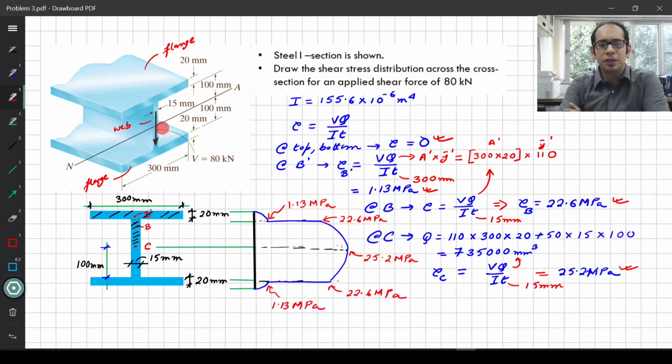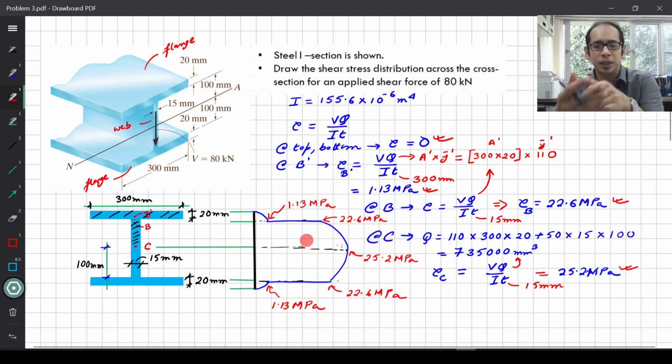So these are the different ordinates of your shear stress. At the top is 0, then you come down here, this is your point B prime. At B prime you have 1.13, and just below B prime where you have the point B undergoing a jump, that becomes 22.6. From there you are coming to the centroid of the section C, so that is 25.2. Then again the bottom part is an exact mirror image of what you have at the top.